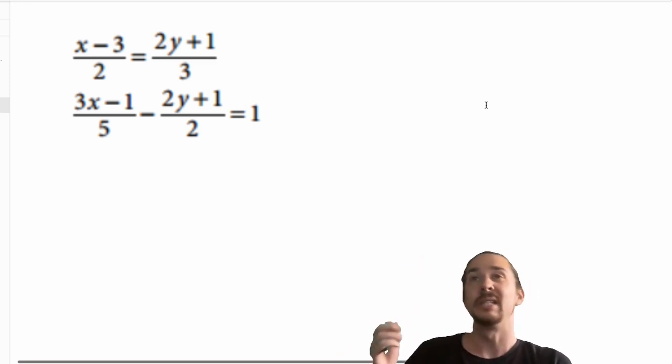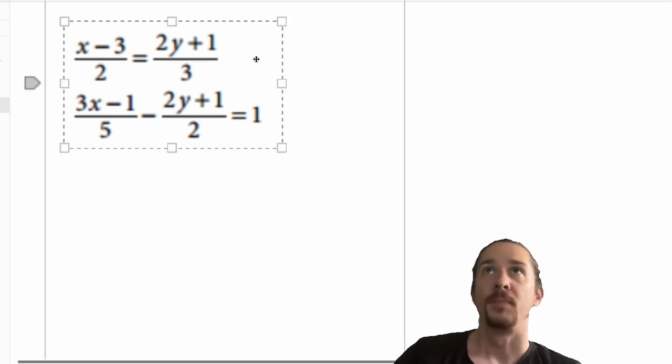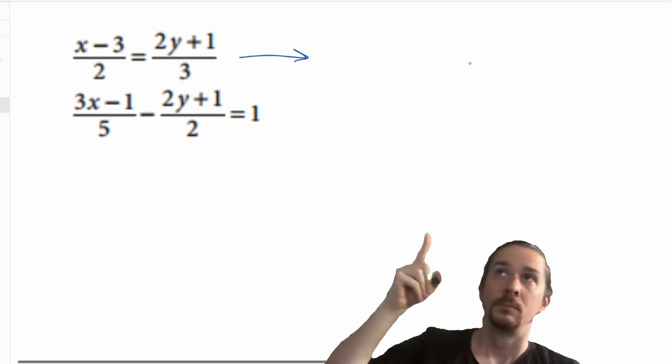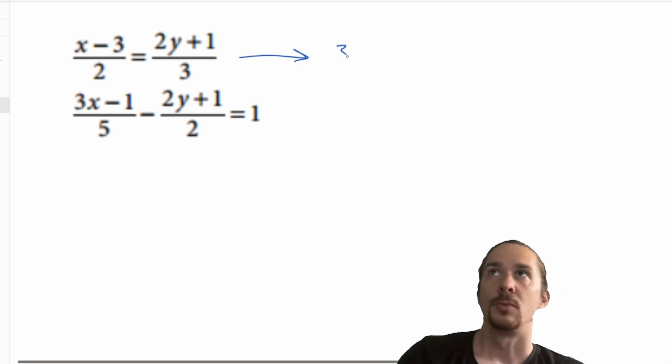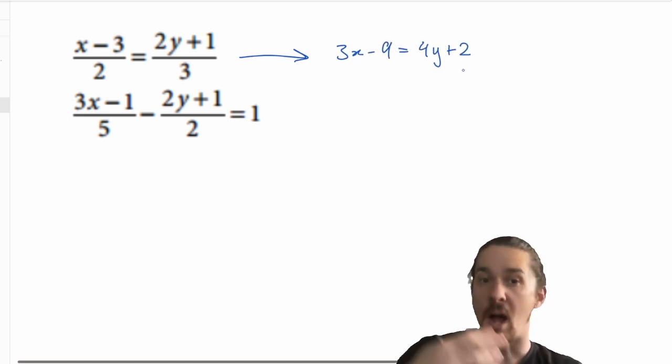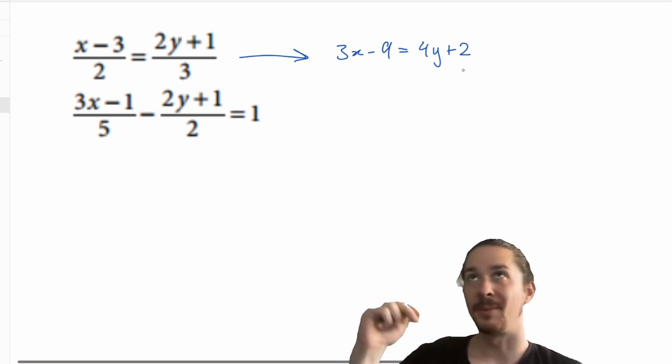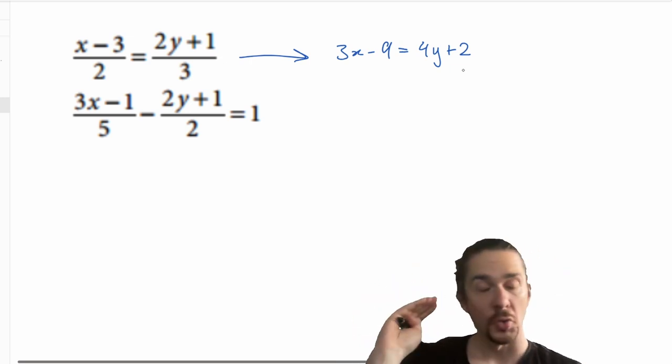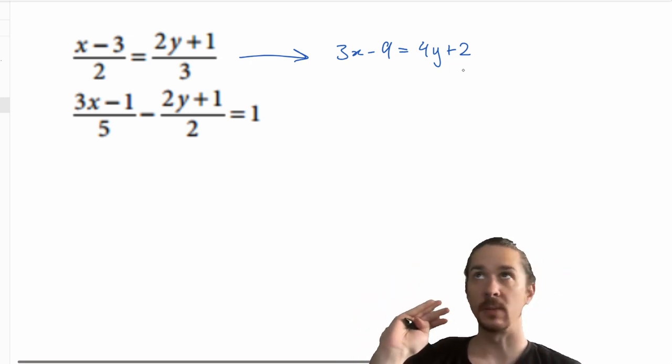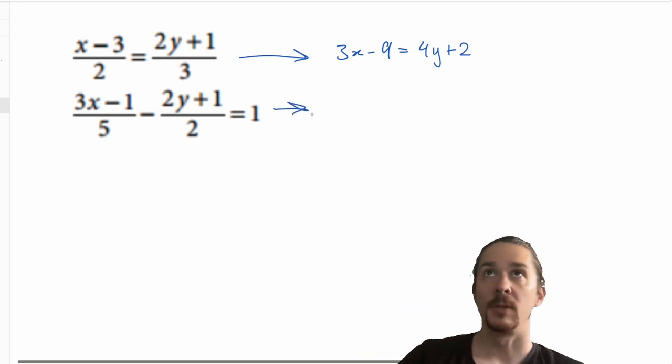Again, like the example we just did, I'm going to process these a little bit before I try and calculate anything. For the first equation, I'm going to multiply everything by 6 because that will get rid of the denominators. So we'll have 3x minus 9 equals 4y plus 2. I'm doing some steps in my head. If I'm making a mistake, let me know in the comments. If you don't know what I'm doing, go through the working step by step yourself. All I'm doing is multiplying both sides by 6. And the second one, I'm going to multiply both sides by 10.